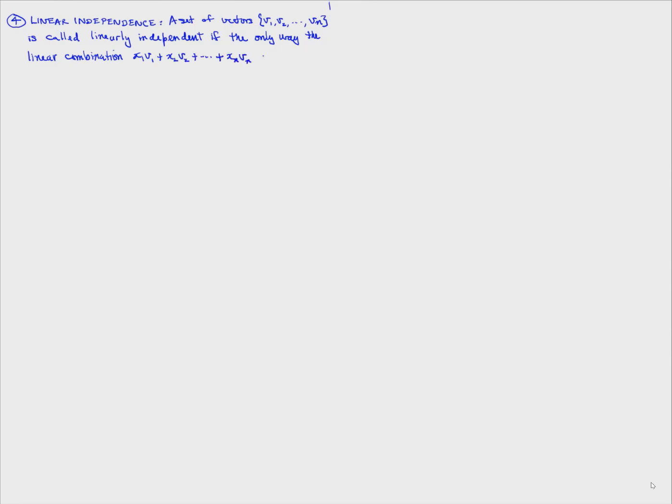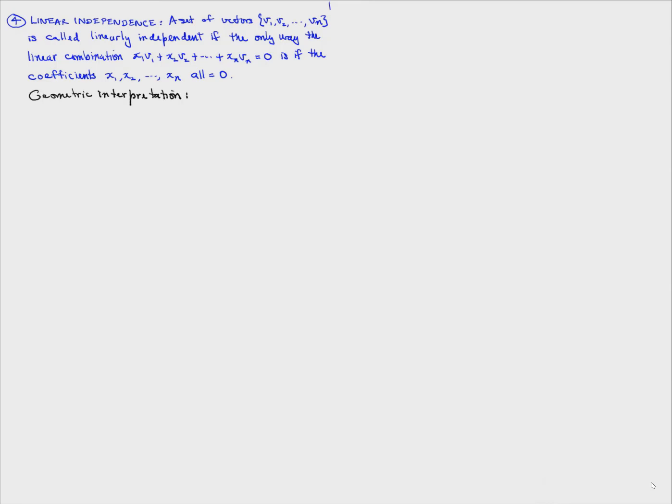A set of vectors v1, v2, and so on through vn is called linearly independent if the only way the linear combination x1 v1 plus x2 v2 and so on plus xn vn is equal to 0 is if each coefficient x1, x2, x3 to xn is 0. Let's see what this means geometrically.